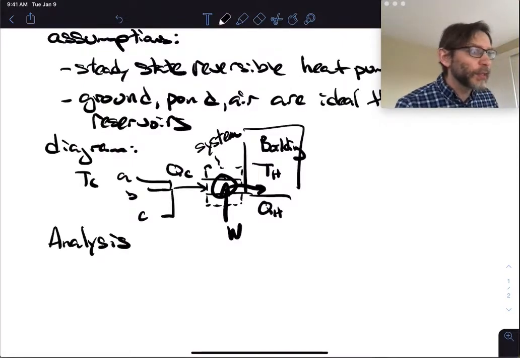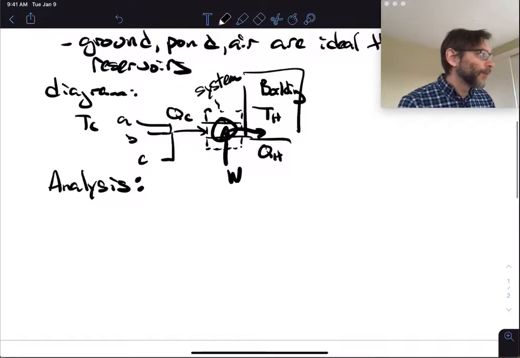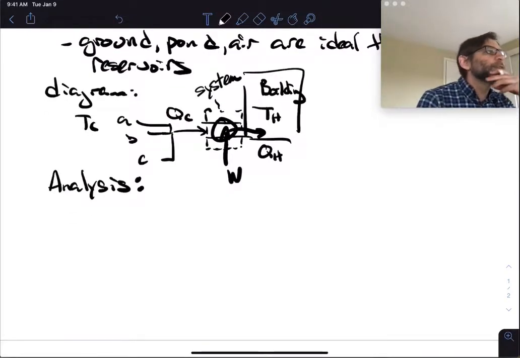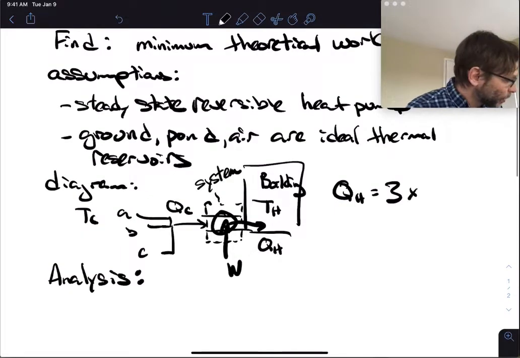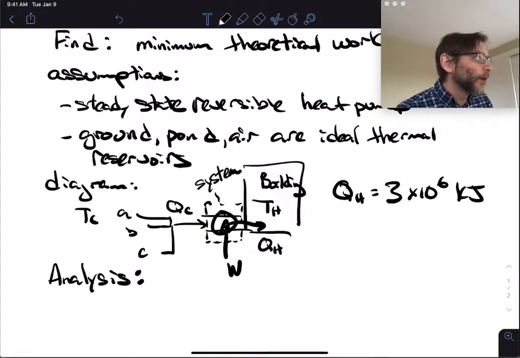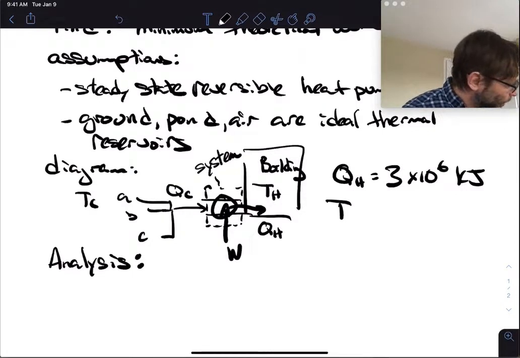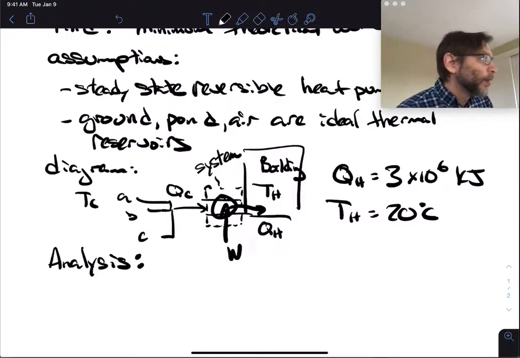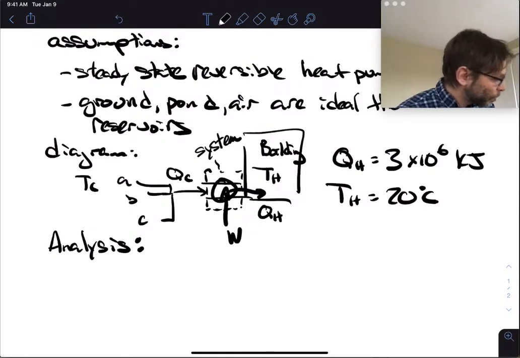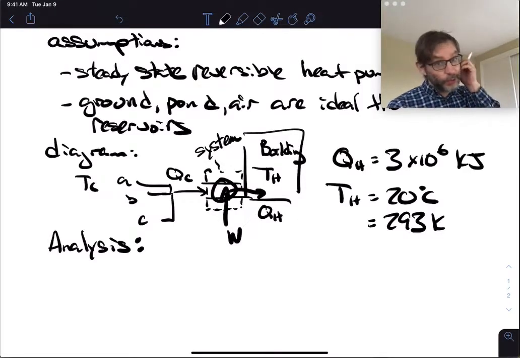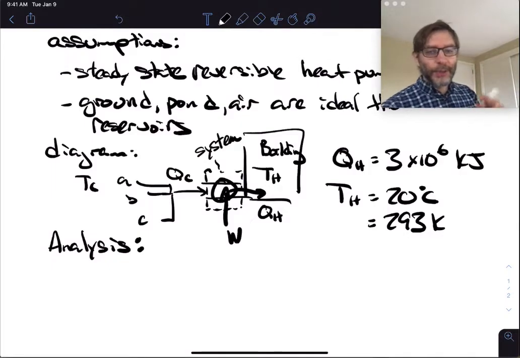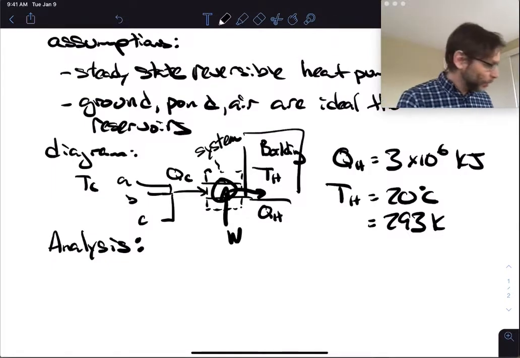Okay, next we're going to do the analysis. So to maintain the temperature at 20 degrees C, we're given QH, right? So let's just put down what we know here. QH is equal to 3 times 10 to the 6 kilojoules, right? And then TH is equal to 20 degrees C. This is 293 Kelvin. Remember, if you're using these ratios, you have to use Kelvin, okay? You can't use Celsius. So make sure you use Kelvin.